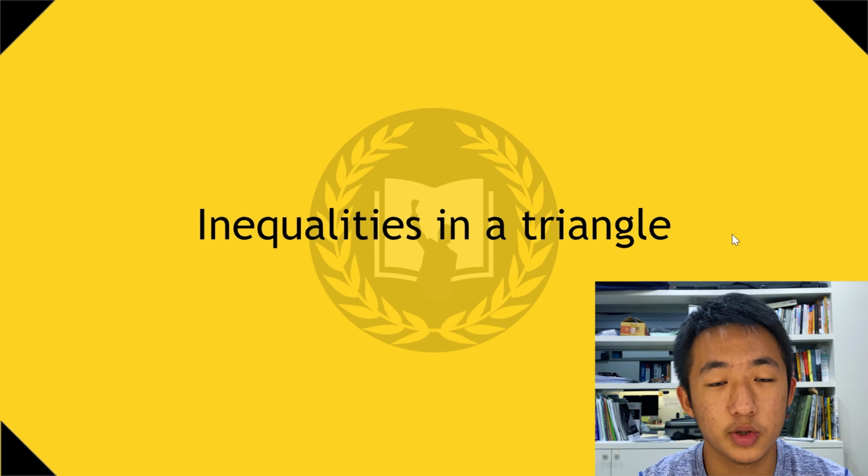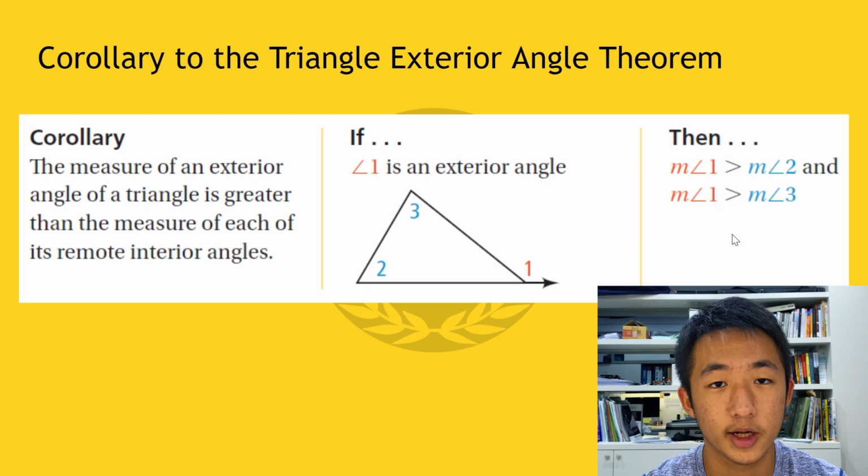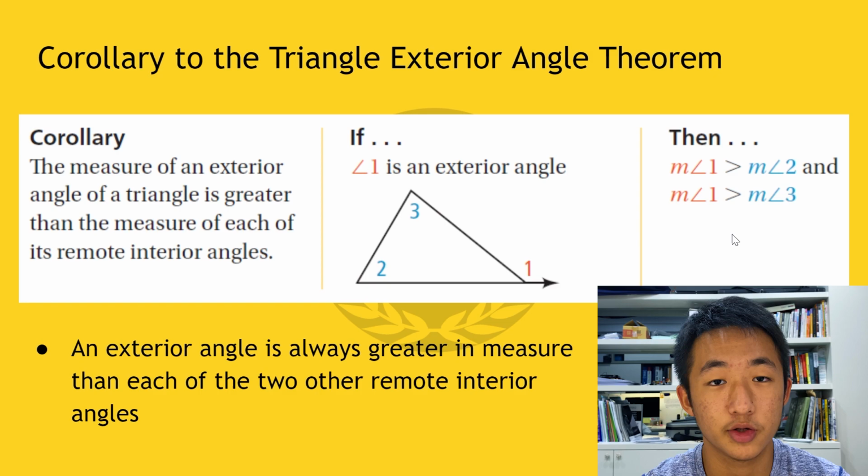Now let's move on to inequalities in a triangle. The corollary to the exterior angle theorem states that the exterior angle of a triangle must be greater in measure than each of the remote interior angles of the triangle. This is pretty intuitive, as the measures of the two remote interior angles of the triangle add up to be the measure of the exterior angle. This is based on the exterior angle theorem. Therefore, we know that the measure of the two remote interior angles must be less than that of the exterior angle.